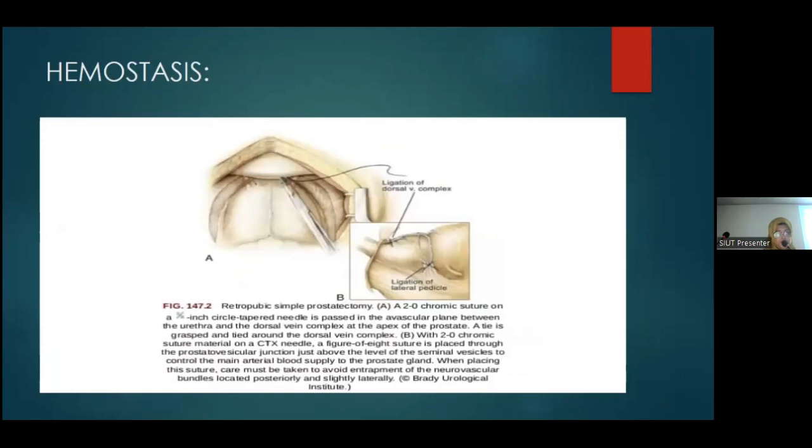For the enucleation of the adenoma, the most important part is the hemostasis. The hemostasis is achieved by tying the dorsal venous complex at the apex and the lateral pedicles at the prostatovesical junctions. The lateral pedicles of the prostate contain the major arterial supply of the prostate, that is the inferior vesical artery. And by taking sutures over both of these vascular supplies, the excessive bleeding at the time of enucleation of the prostate is controlled.